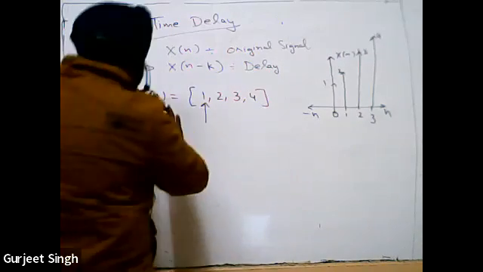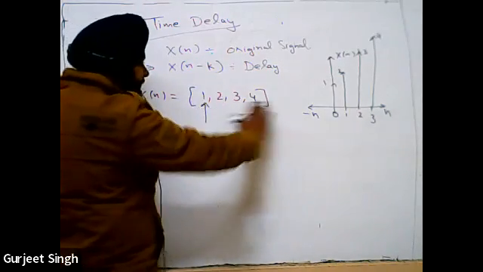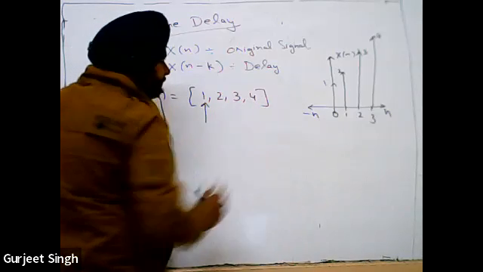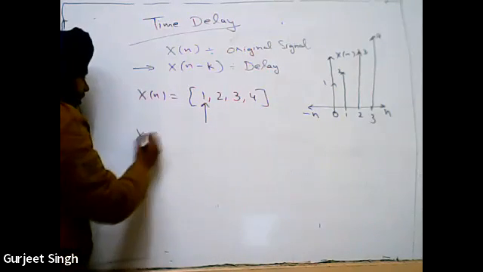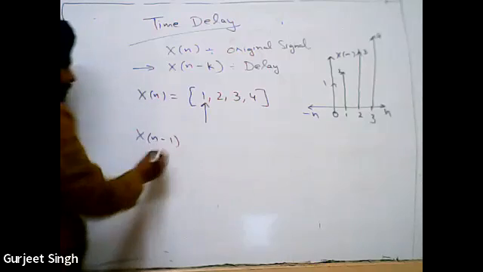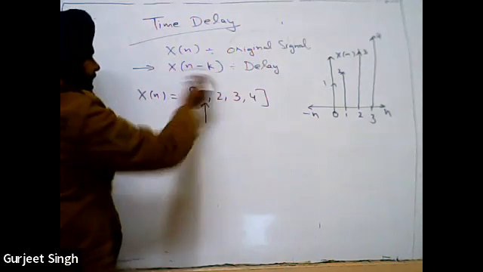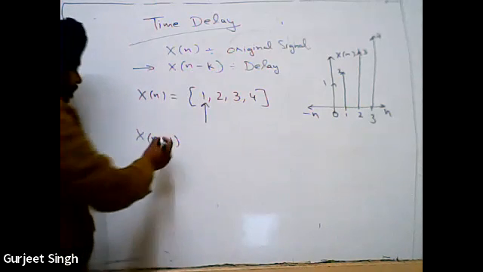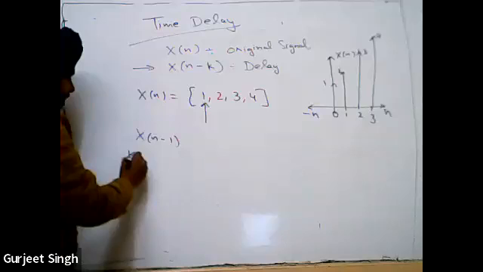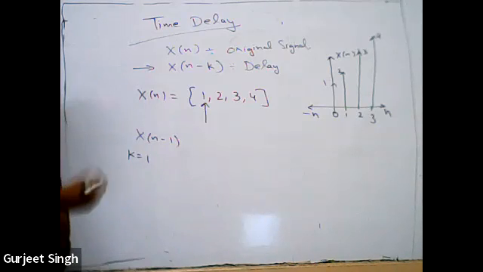Yes, sir. Okay, so this is the x[n] signal, represented by this graphical representation. Now I want to delay this signal by one sample. We represent the delay by x[n minus k], where k is 1, so I have taken x[n minus 1].